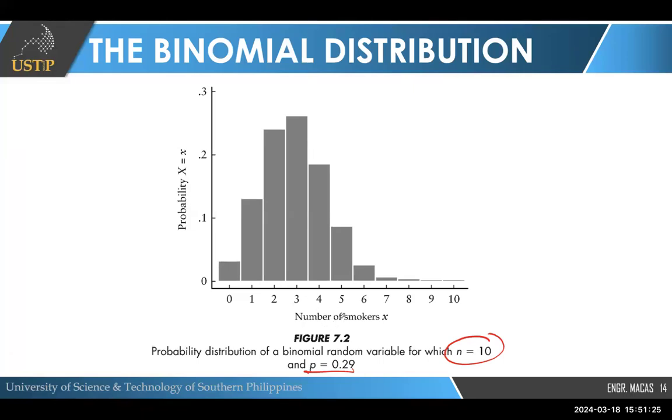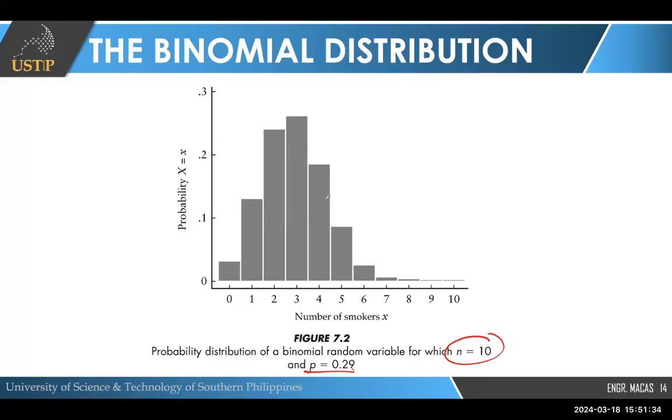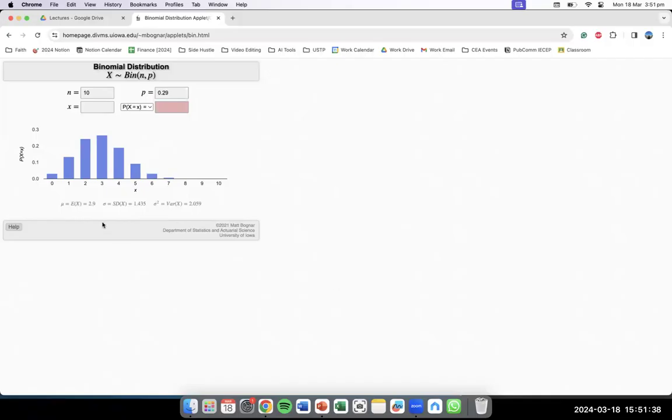And this is the number of smokers. You can see that it is skewed to the right, because the value of your probability is 0.29, less than 0.5. And then the solutions for the mean, variance, and standard deviation are shown below.